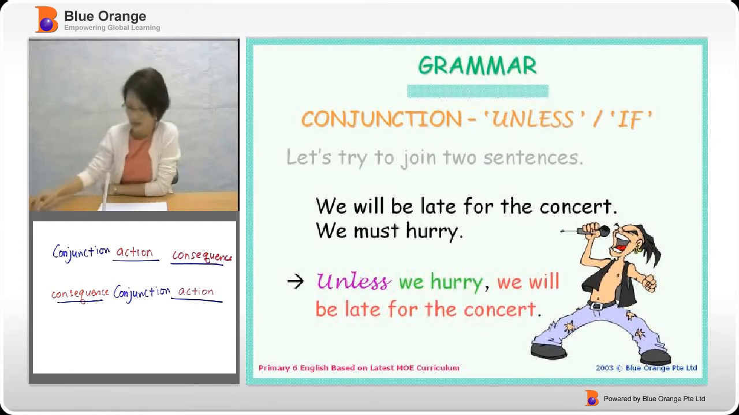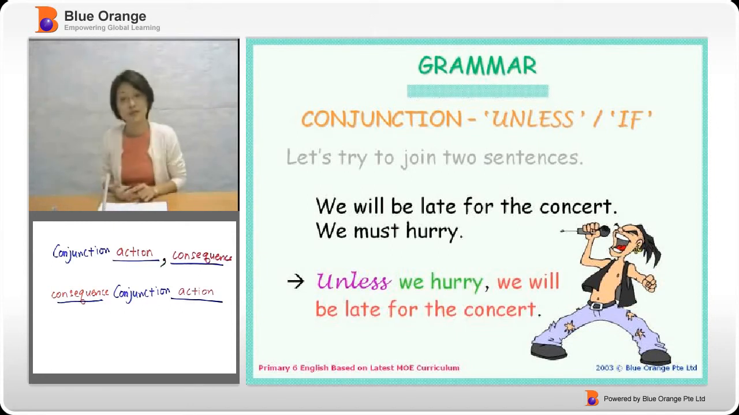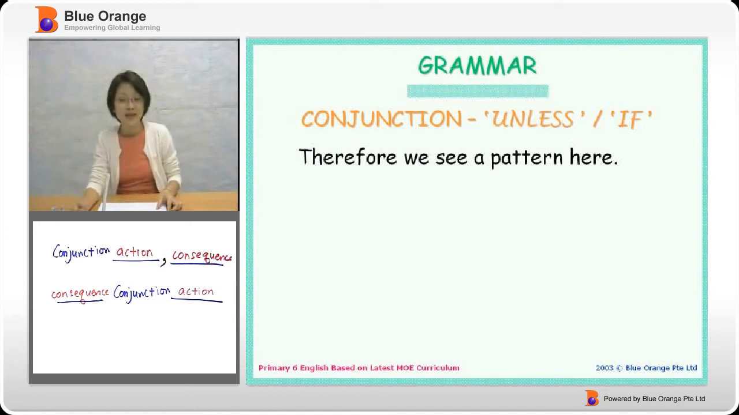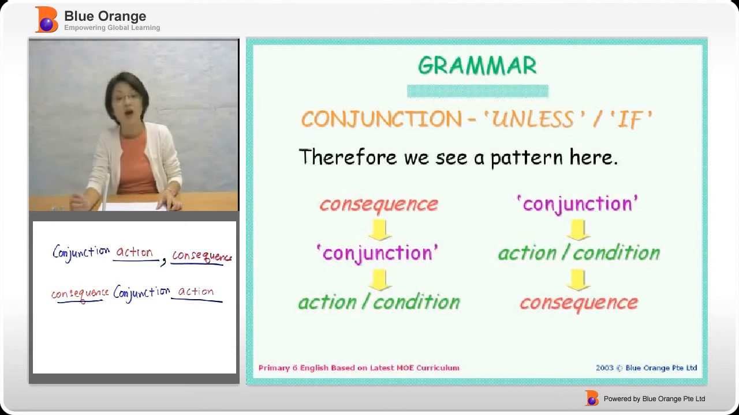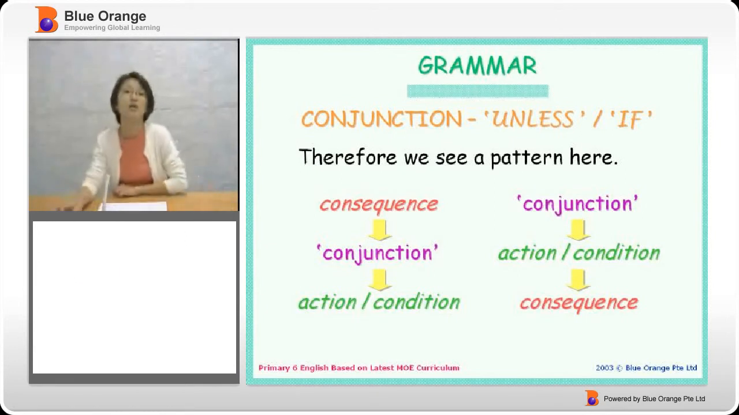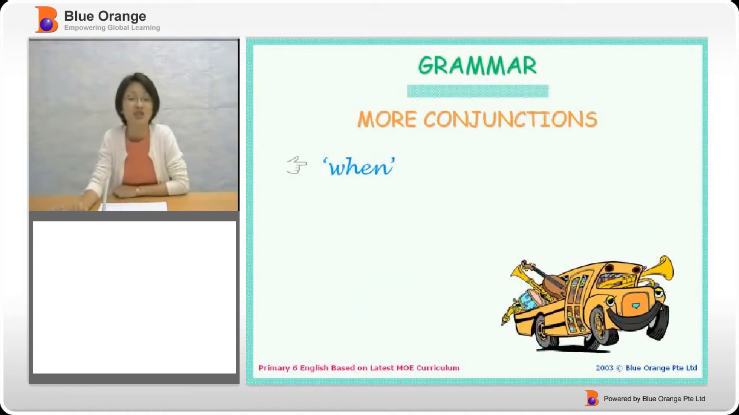Now you have to take note of something. If the conjunction is in front and followed by the action, there must be a comma here. Unless we hurry, we will be late for the concert. Take note of the comma. So, we see a pattern here. We have consequence, conjunction, action or condition. Or conjunction, action or condition, followed by consequence. If you can follow this pattern, then I can almost quite assure you that you will not make many mistakes using unless and if.